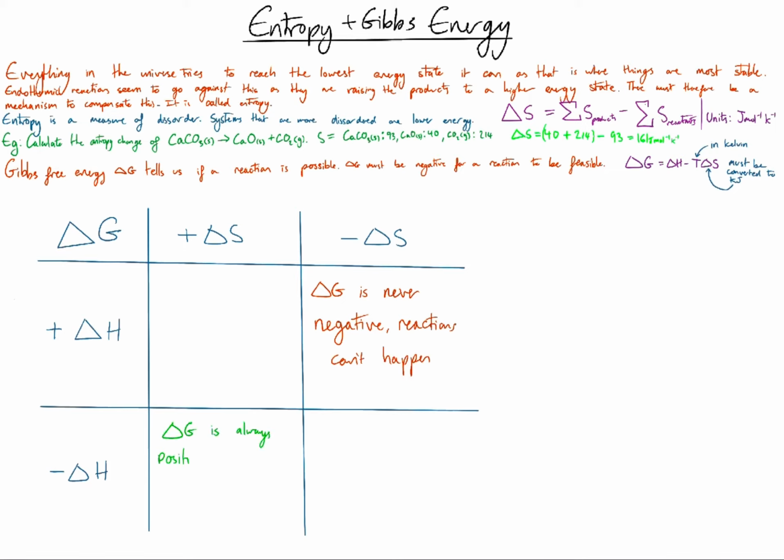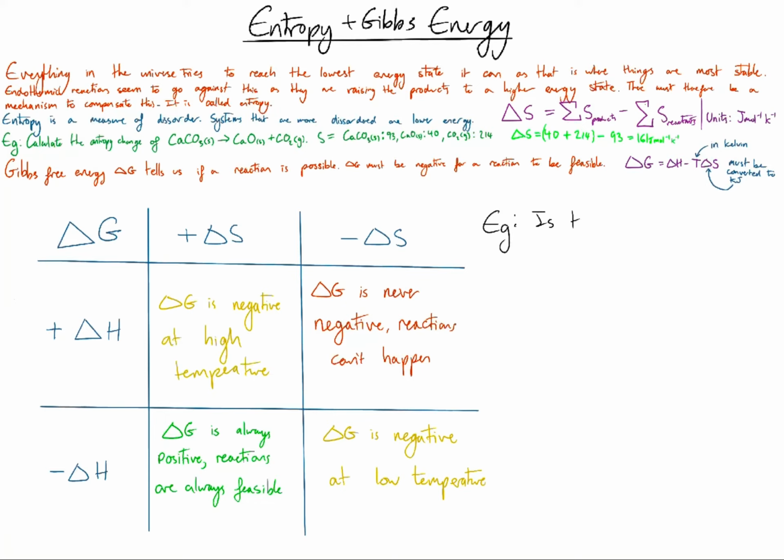a glance. If the delta S is negative and the delta H is positive, then G is never negative, so reactions can't happen. If delta S is positive and delta H is negative, G is always negative, so reactions are always feasible. And for the other two values, it's temperature dependent. Let's now look at an example.